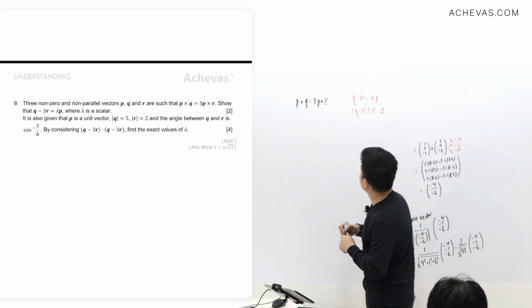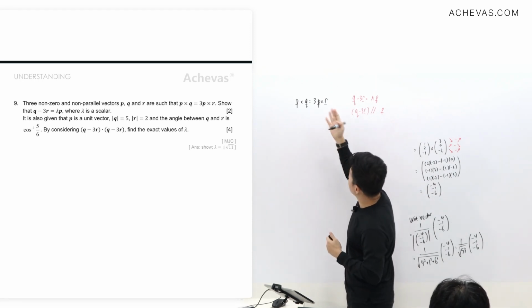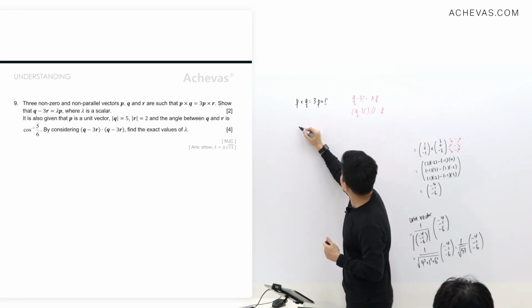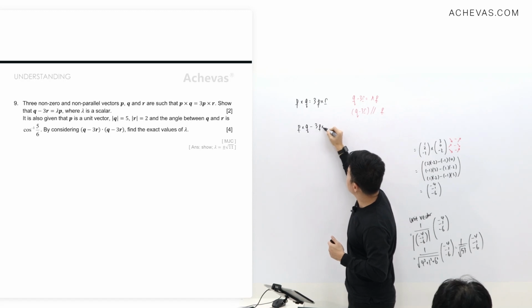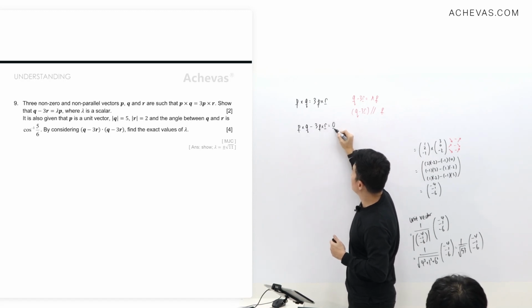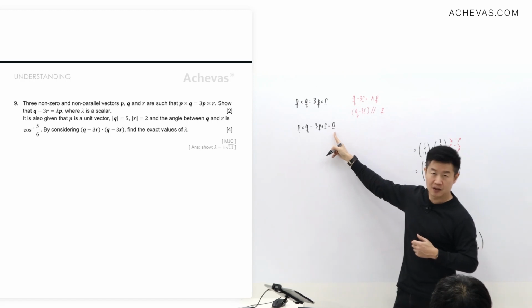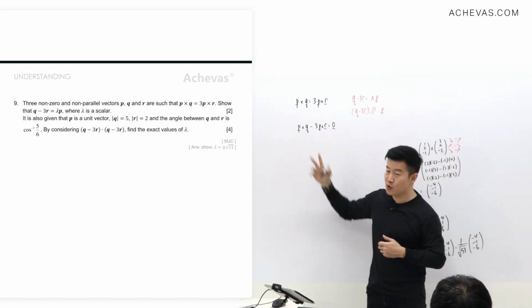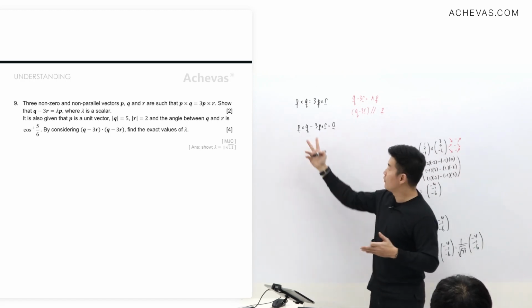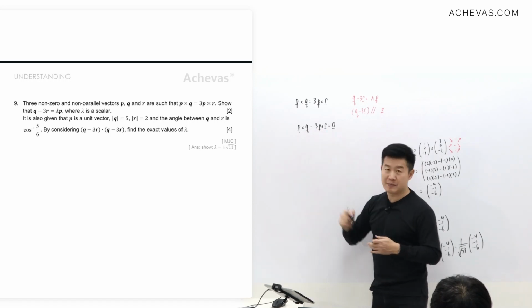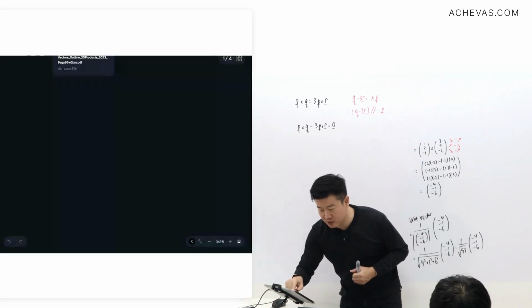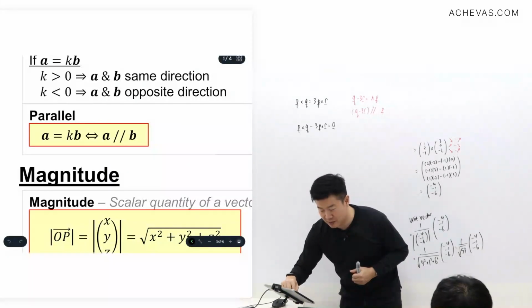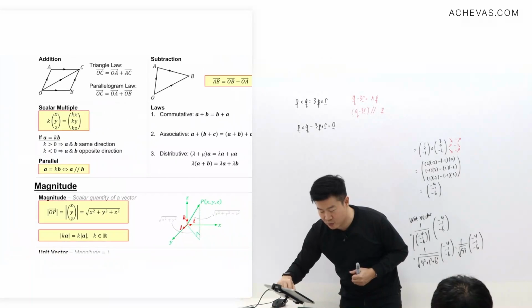So what I'm going to do is bring everything over to the left-hand side, which will give me P cross Q minus 3P cross R is equal to a 0 vector. It is equal to a 0 vector because cross product is a vector. So vector minus vector must still be a vector. Based on this, I'm going to start to make use of some of the properties that we have discussed. We are definitely looking at cross product.